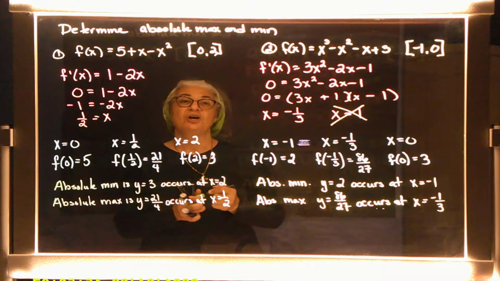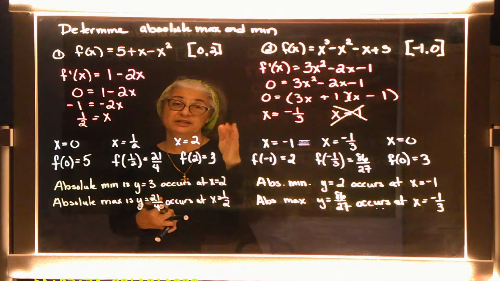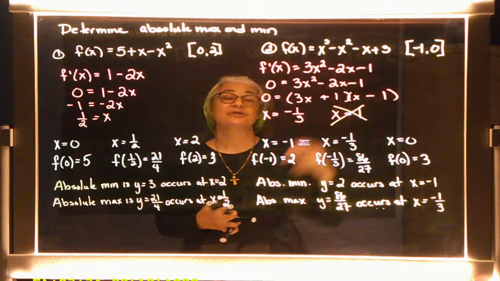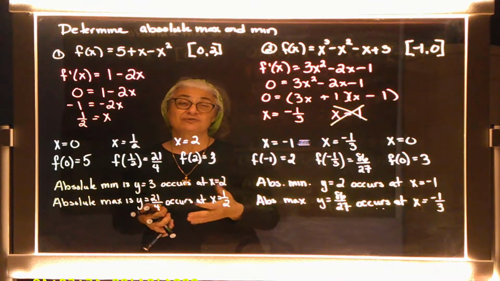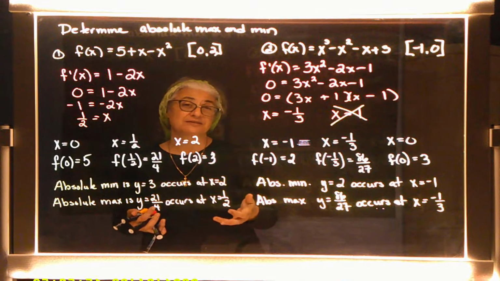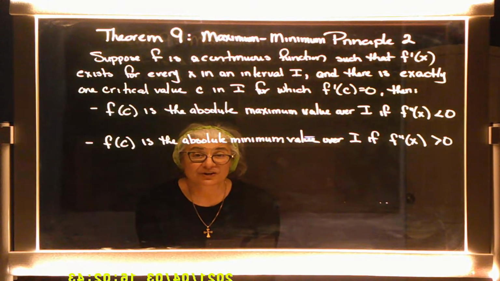Good? Okay, now I'm going to be back with another theorem, because you know as well as I do, we don't always get closed intervals. So if we don't have a closed interval, if we have an open interval, how do we find absolute mins and maxes? Stay tuned for that. Okay, so let's look at this next theorem. It's talking about the max-min principle 2.